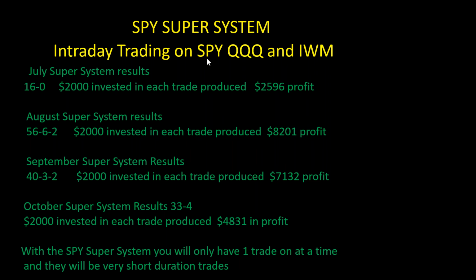It's based on just trading off the indexes, based on what the institutions are doing, and these are quick trades. As I said, these SPY super system trades, you're only going to have one trade on at a time, and they'll be very short duration. So these are all intraday quick trades. One candle, two candles, three candles, maybe six candles, but not an awful long time.